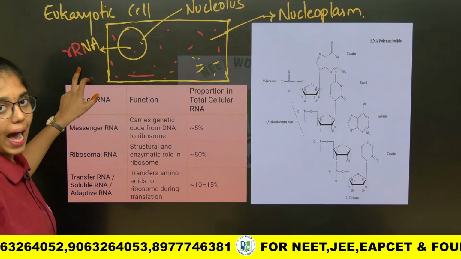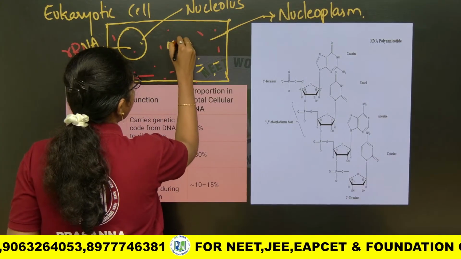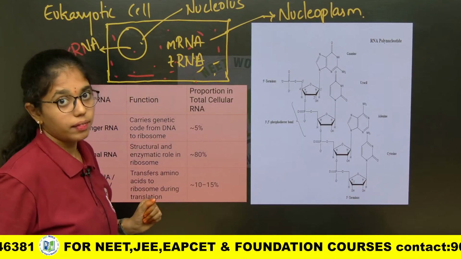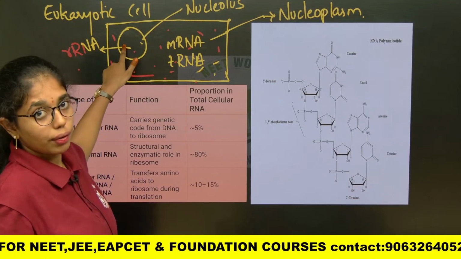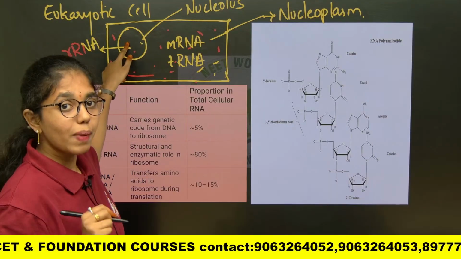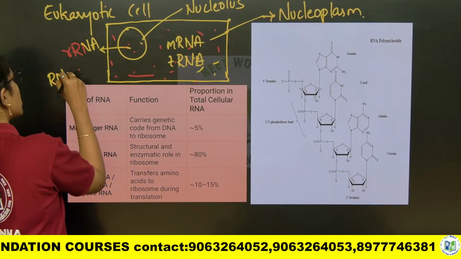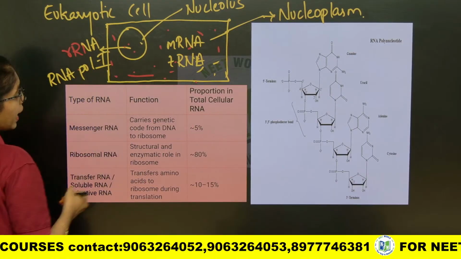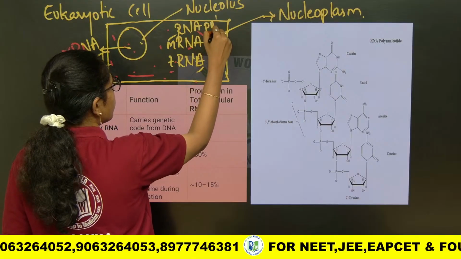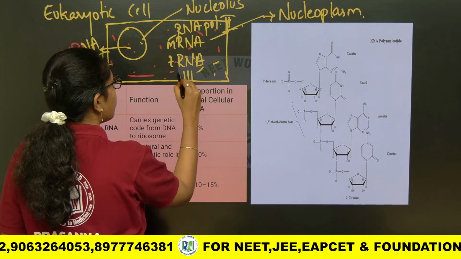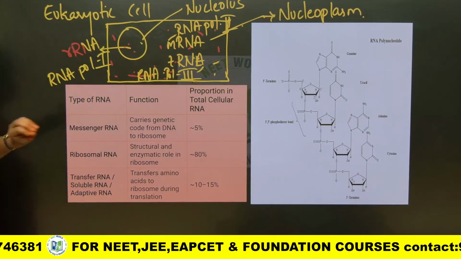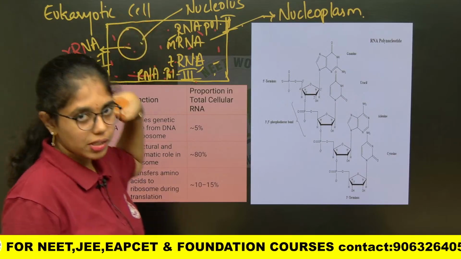Nucleolus will synthesize what? rRNA. In the nucleoplasm, mRNA and tRNA will be synthesized. rRNA in the nucleolus is synthesized by a polymerase called RNA polymerase 1. mRNA in the nucleoplasm is synthesized by RNA polymerase 2. tRNA by RNA polymerase 3. Remember this is very important. Connecting mol bio and biomolecules, I am teaching this.